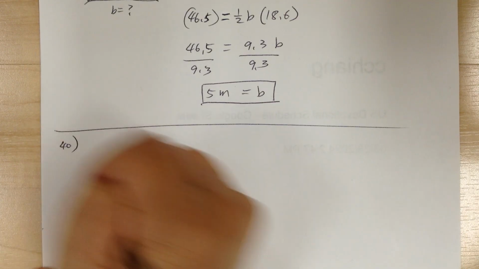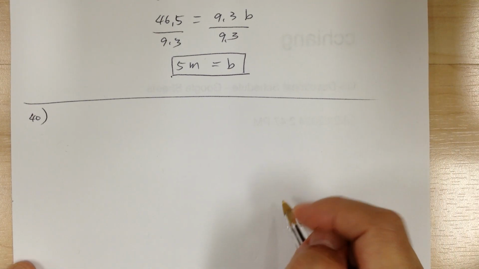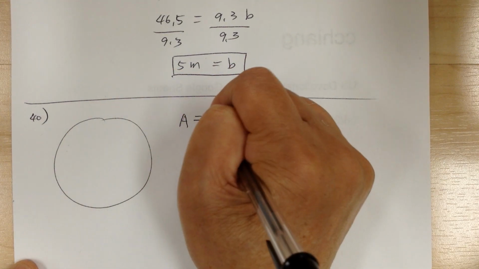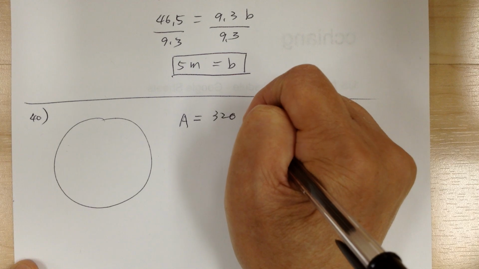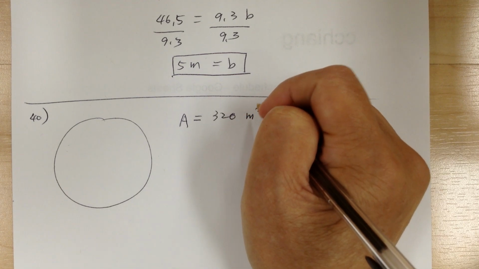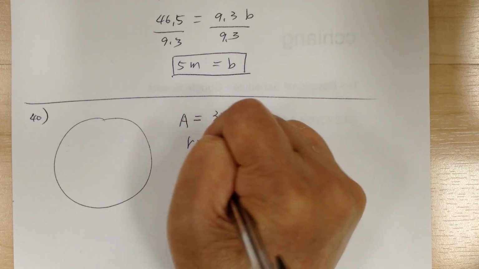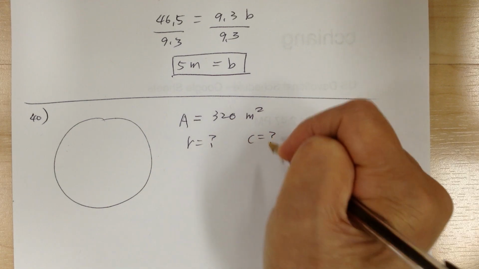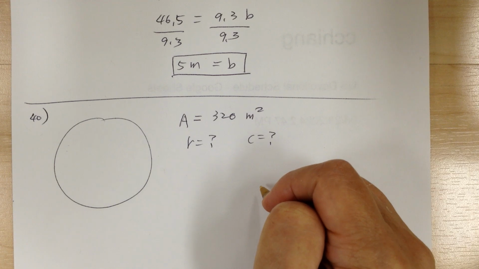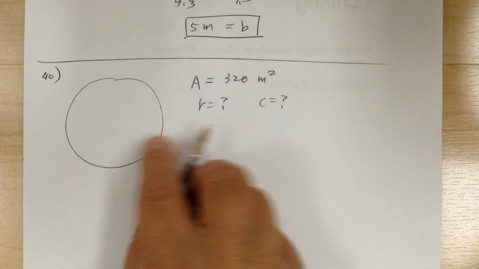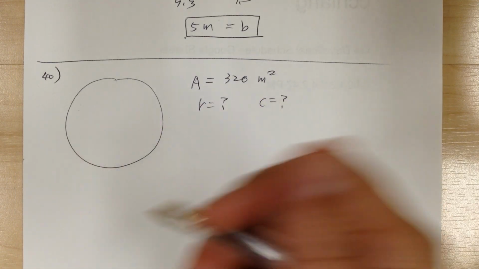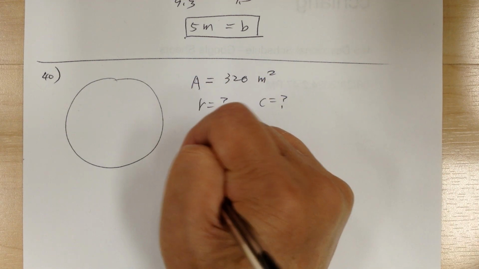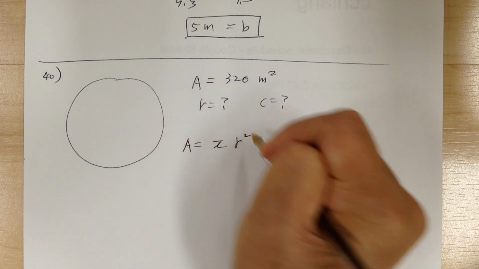Okay, number 40. The area of the circle, so you've got a circle, and the area equals 320 square meters. Find the radius of the circle and the circumference. And round your answer to the nearest tenth. Well, first let's find the radius. So again, start with your formula, right? The area is given, so the area of a circle equals pi r squared.